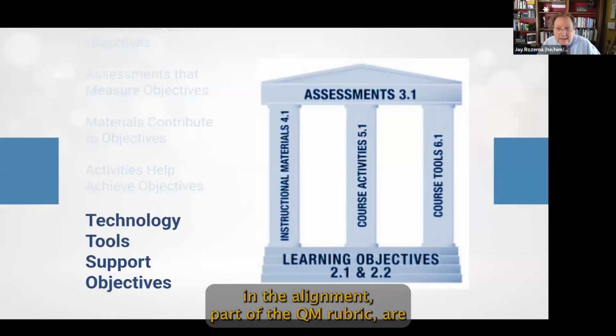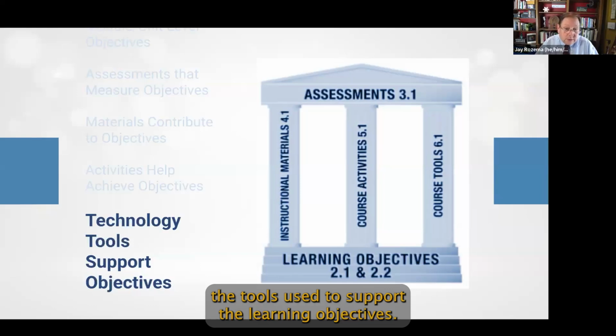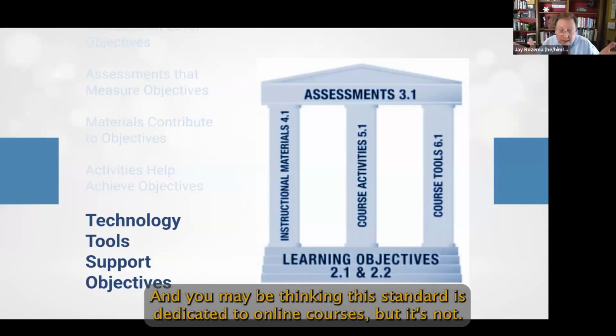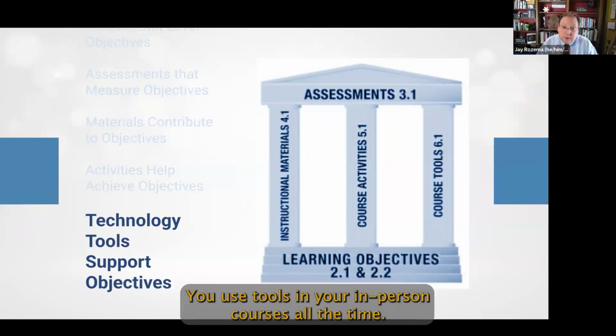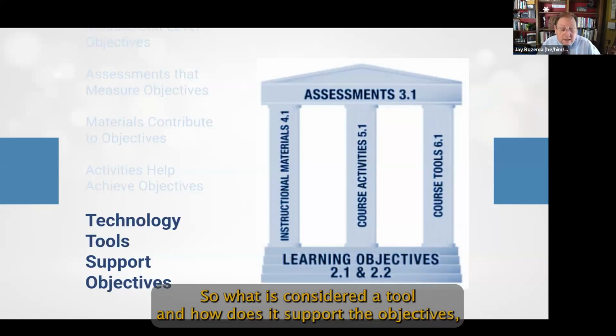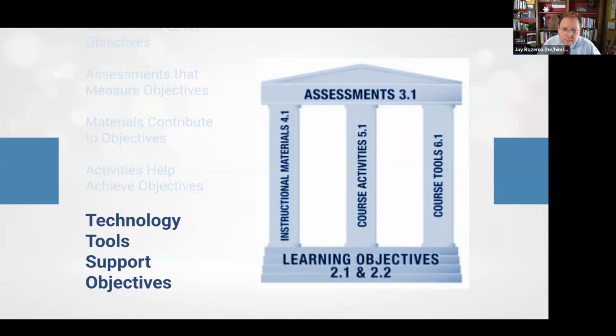The last thing in the alignment part of the QM rubric are the tools used to support the learning objectives. And you may be thinking this standard is dedicated to online courses, but it's not. You use tools in your in-person courses all the time. So what is considered a tool and how does it support the objectives? Thoughts?